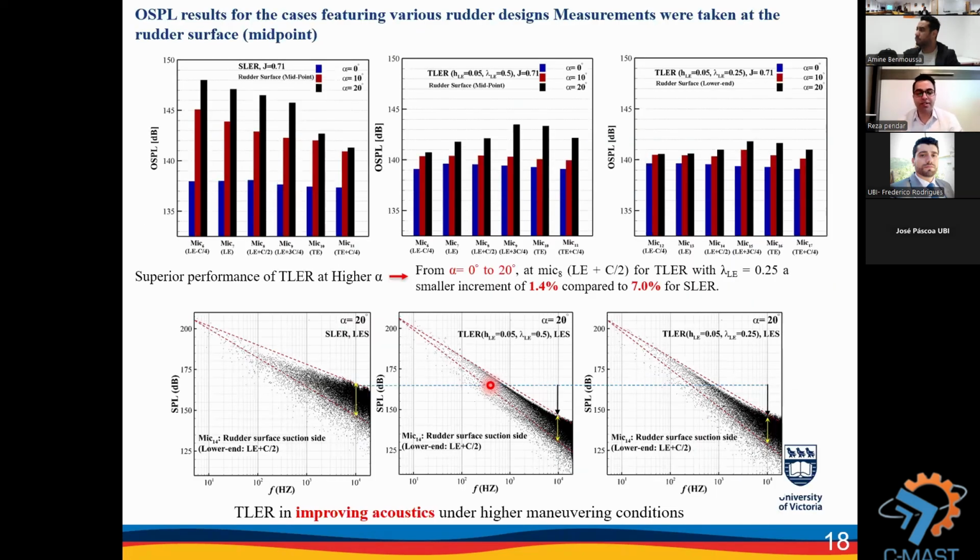One priority and importance of numerical modeling of marine vessels is that by using the data of the microphone, the sound pressure level over the surface of the propeller during rotation and also the rudder, we can capture and compare it. Here, in this slide, we showed that the tubercle leading edge rudder improves the acoustics under higher maneuvering conditions, for example, 20 degrees of deflection angle.